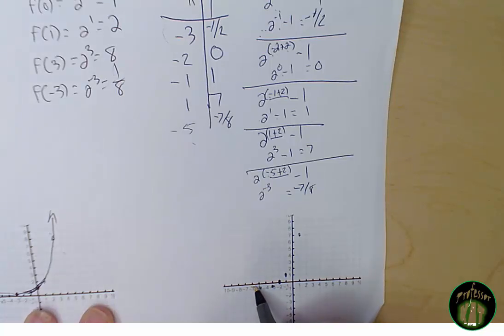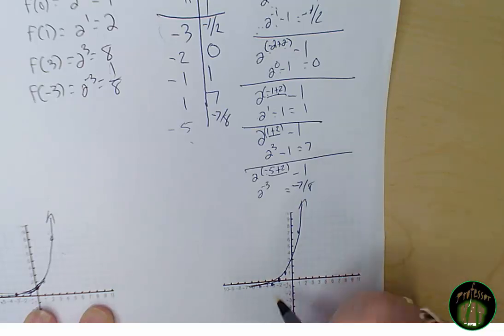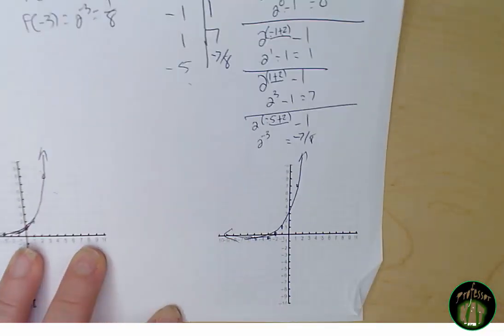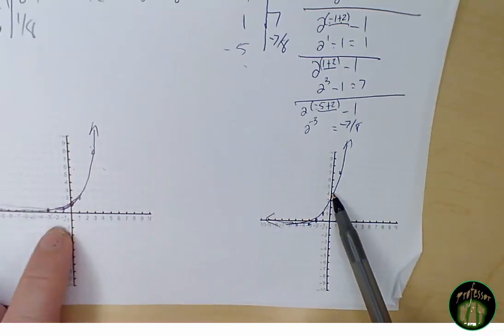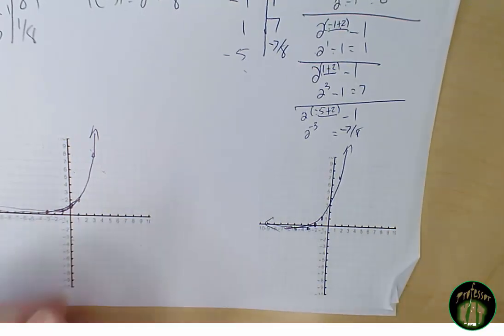So we can see it is following the increasing shape, where it is rapidly increasing the further that you move to the right. All right, so pretty much the same graph, just this one is shifted left twice, once down.